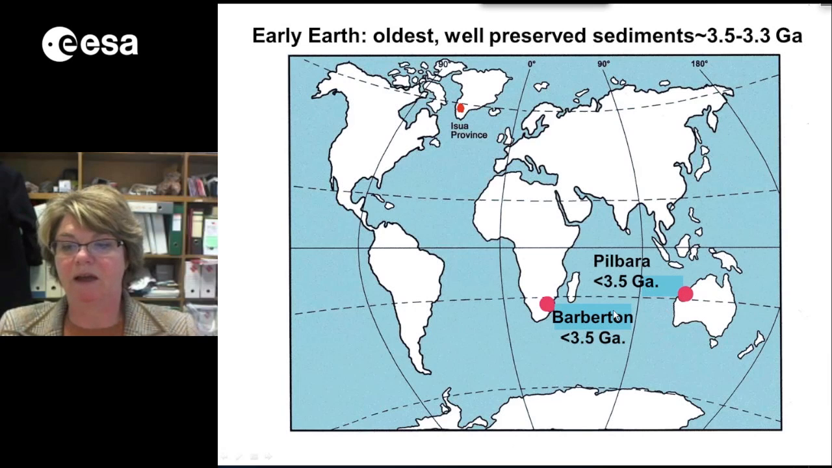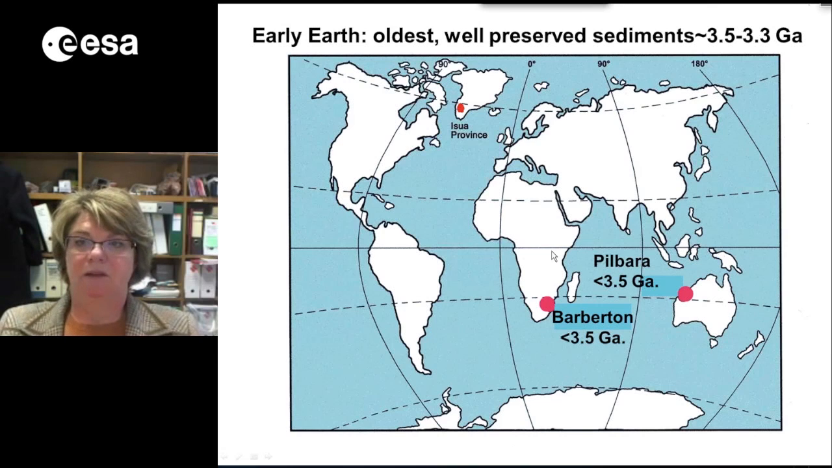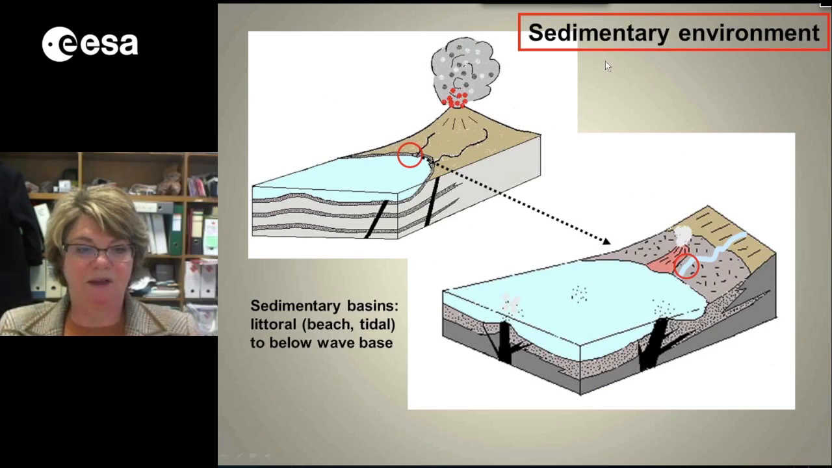Both of these, what we call early Archean terrains, are between 3.3 and 3.5 billion years old. And these are the oldest well-preserved sediments that we can use for searching for traces of life on Earth. So the sedimentary environment of the early Earth was pretty similar to coastal environments on Earth today.